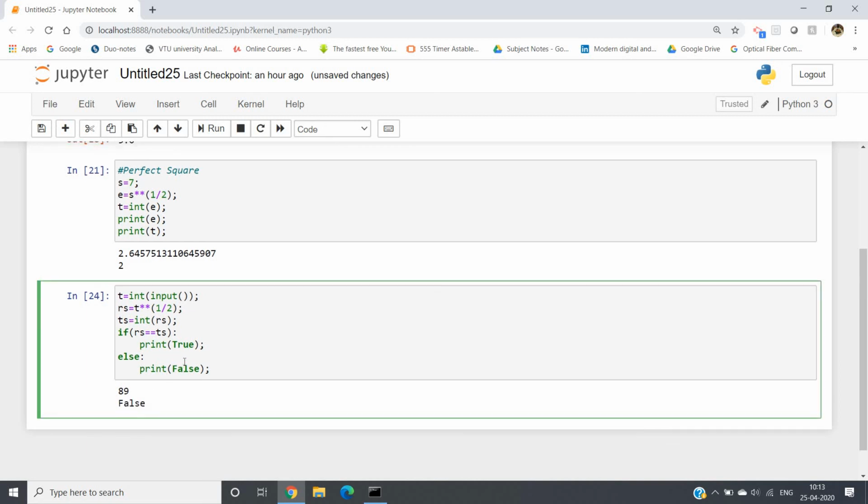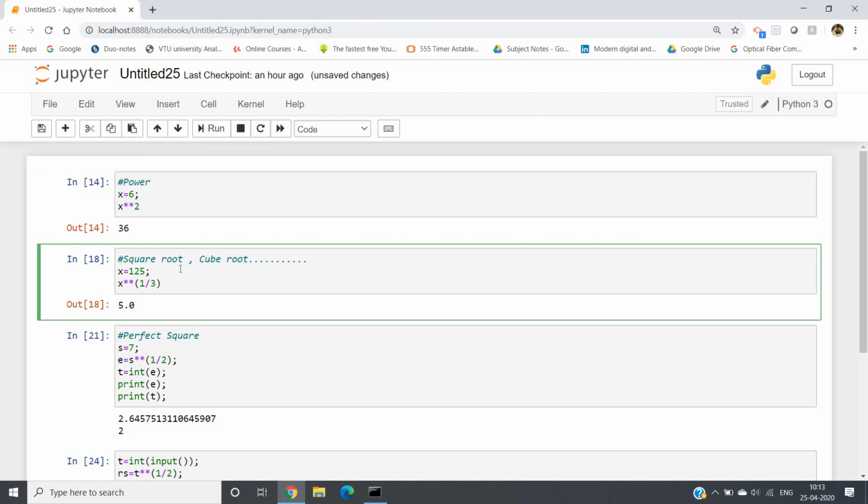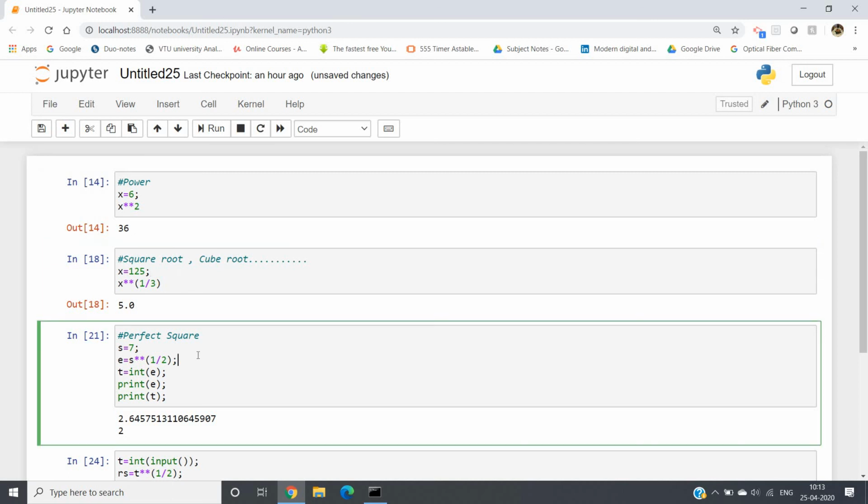Simple, right? I hope you have understood these three concepts. Very important for solving different programming questions. One is how to compute power, another one is how to find the square root, cube root, like that, and how to check whether a number is a perfect square or not.